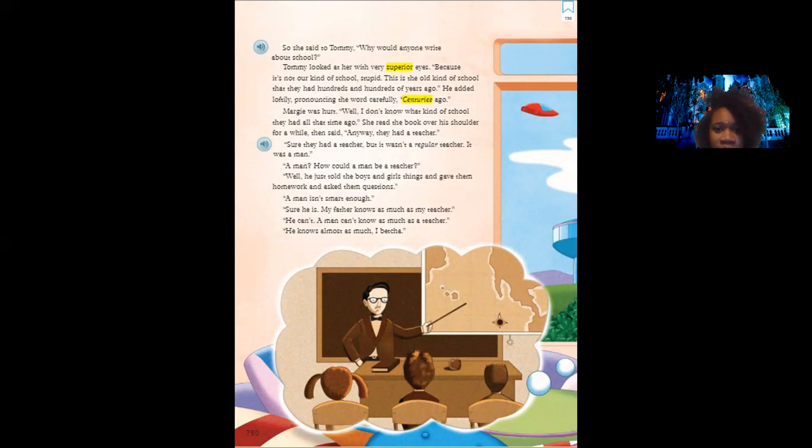Well, he just told the boys and girls things and gave them homework and asked them questions. A man isn't smart enough. Sure he is. My father knows as much as my teacher. A man can't know as much as a teacher. He knows almost as much, I betcha.